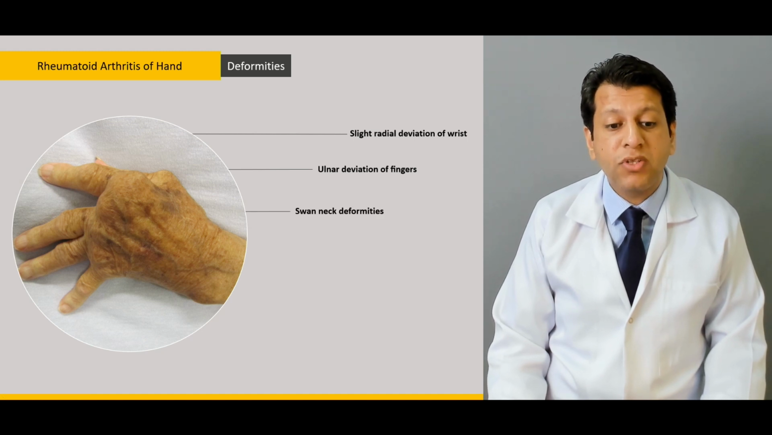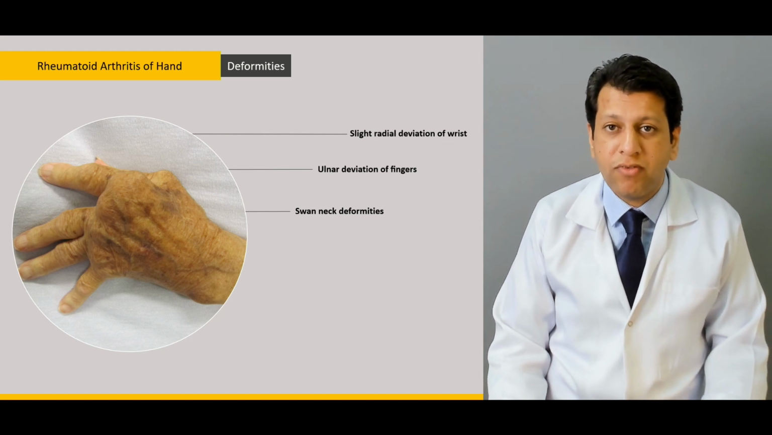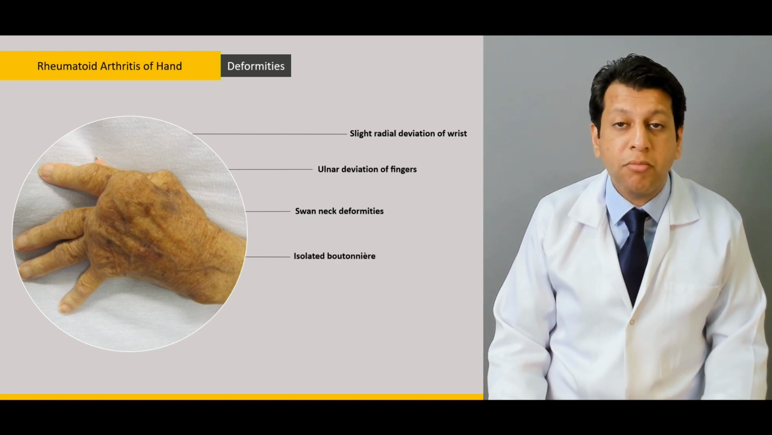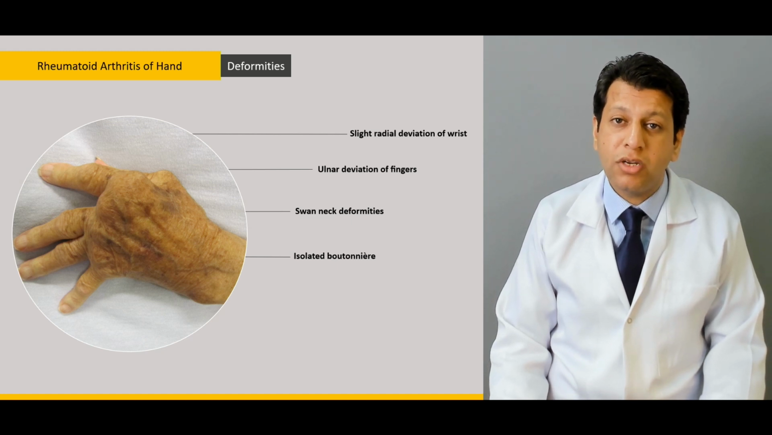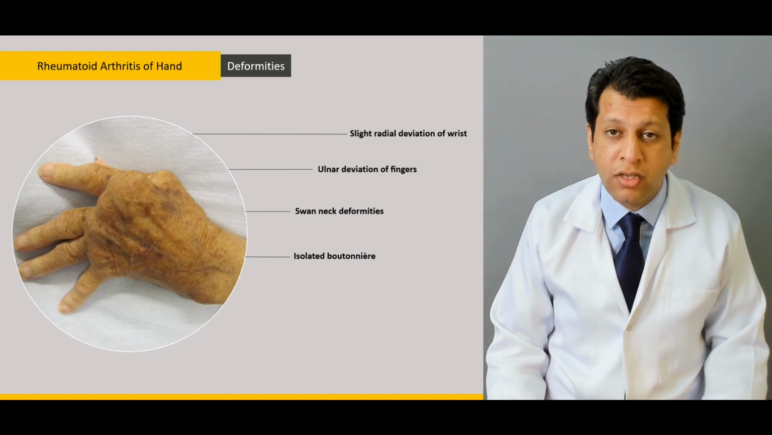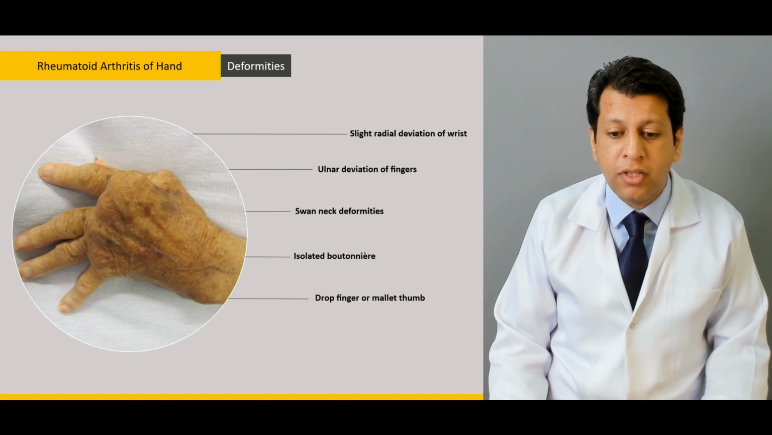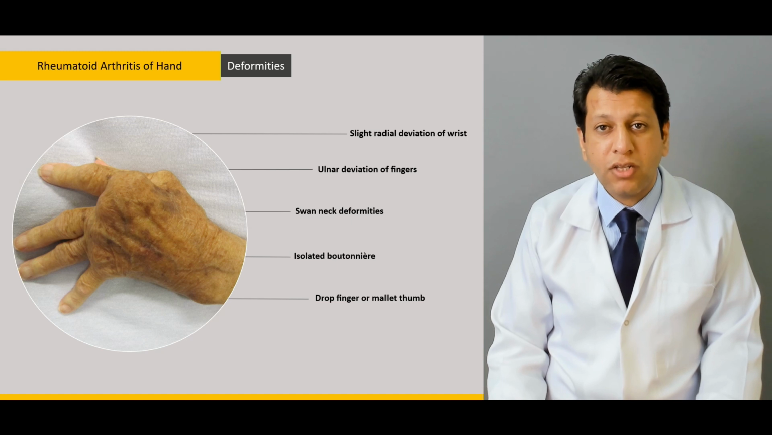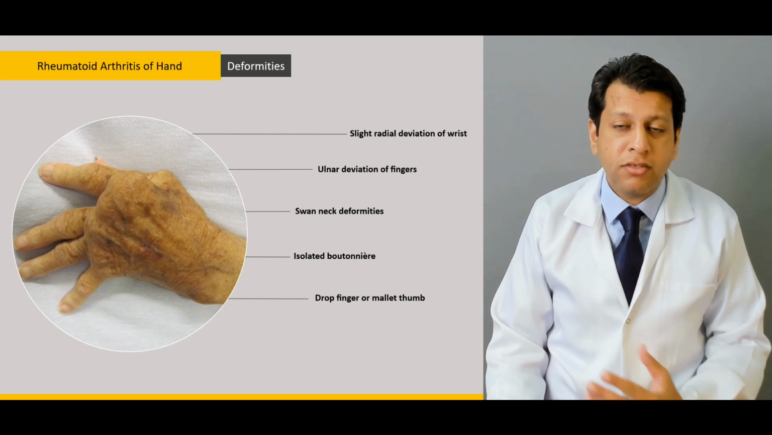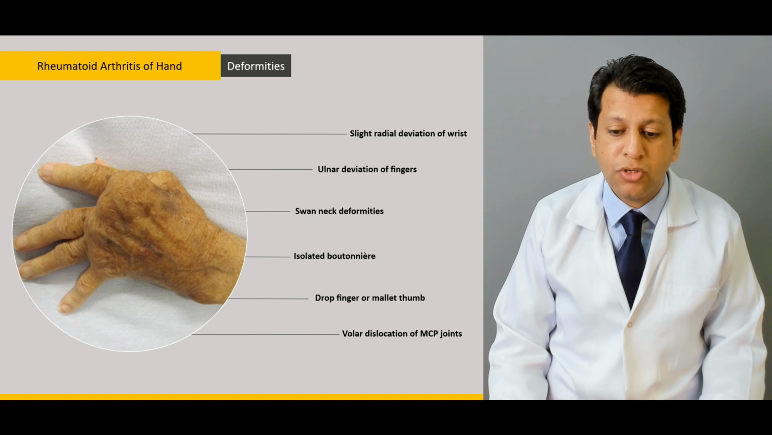There may be an associated swan-neck deformity, that is hyperextension of the PIP with flexion of the DIP joint. There may be an isolated boutonnière deformity, because the tendon may become tethered and degenerated, and usually results in hyperflexion of the PIP and extension of the DIP. This may lead to drop finger or mallet finger, in which the lateral slips of the extensor tendon become tethered and eventually degenerate, leading to hyperflexion of the distal interphalangeal joint.